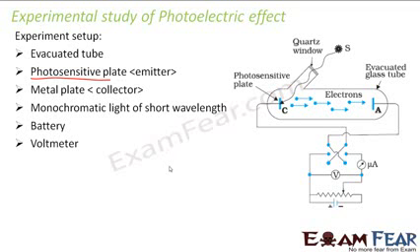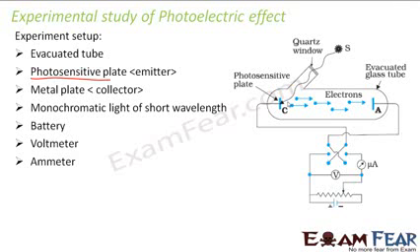We have a voltmeter to measure the potential difference between the two plates, and we also have an ammeter which will measure the amount of current flowing through the circuit, that is, which will measure the photocurrent actually. So in this case, what happens when this monochromatic light falls on this emitter, electrons will get emitted, right?